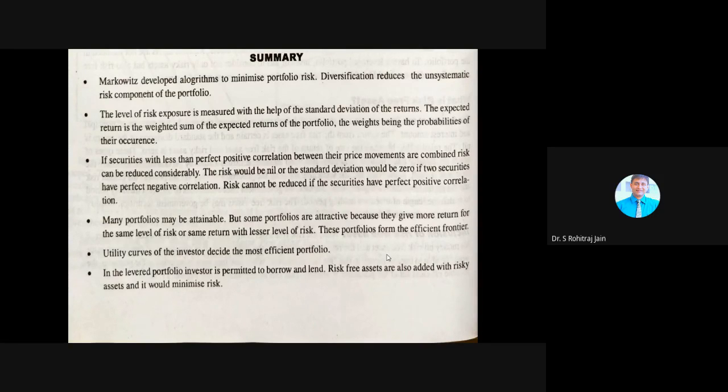Risk cannot be reduced if the securities have perfect positive correlation. Many portfolios may be attainable, but some portfolios are attractive because they give more return for the same level of risk, or the same return with a lesser level of risk. These portfolios form the efficient frontier. Then the utility curves of the investor decide the most efficient portfolio. In the levered portfolio, the investor is permitted to borrow and lend at the risk-free rate. They are also added with risky assets, and it would minimize the risk.